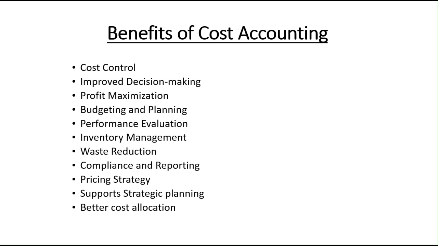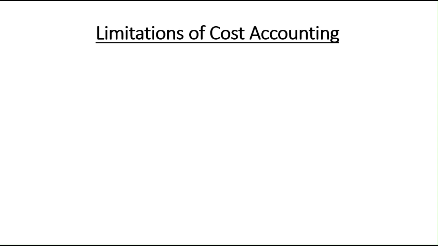So we know there are a lot of benefits of cost accounting. So we also have some limitations. Every concept has a few limitations. So if we want to list out or nitpick some of the limitations of cost accounting, the first one is that cost accounting is based on estimates. Many aspects of cost accounting, such as overhead allocations and standard costing, rely on estimates. This can lead to inaccuracies in cost determination and decision making.